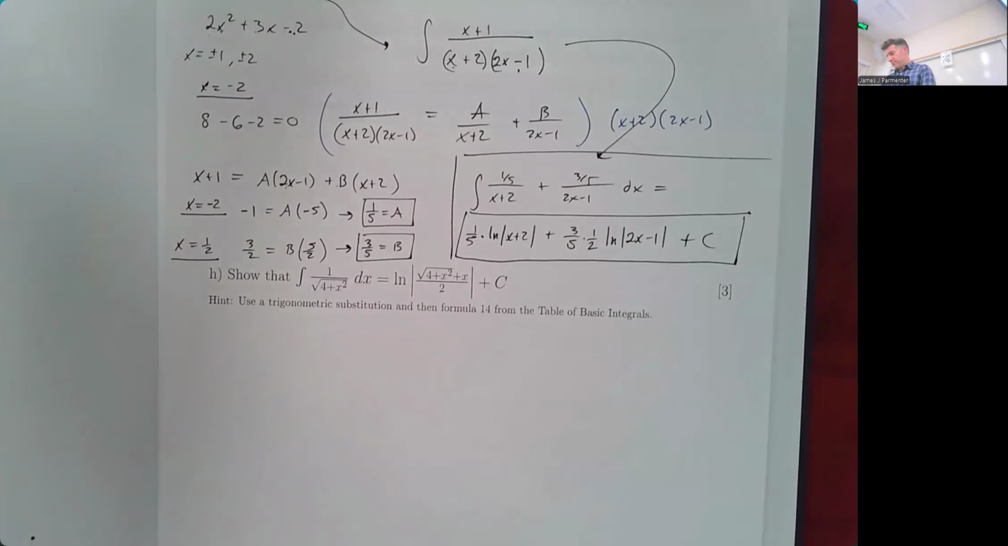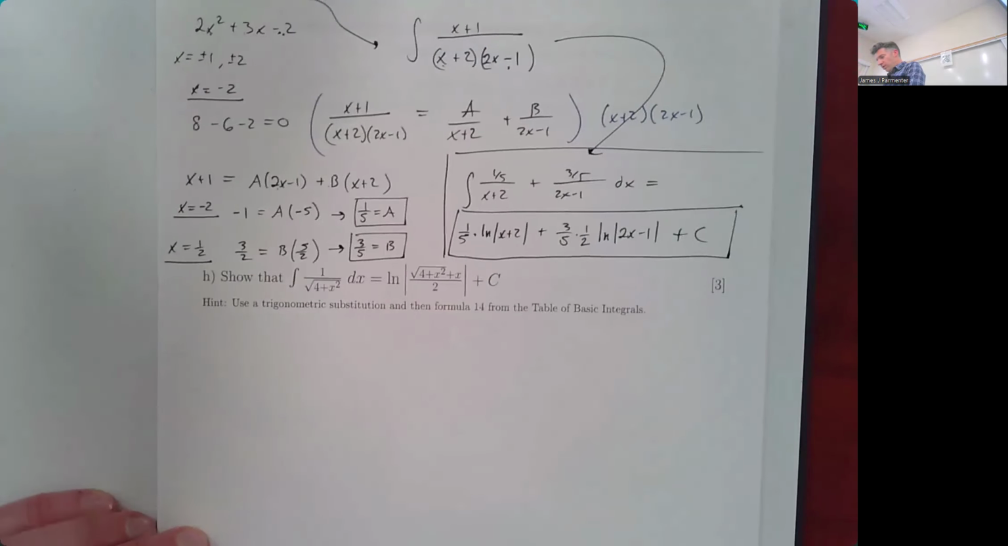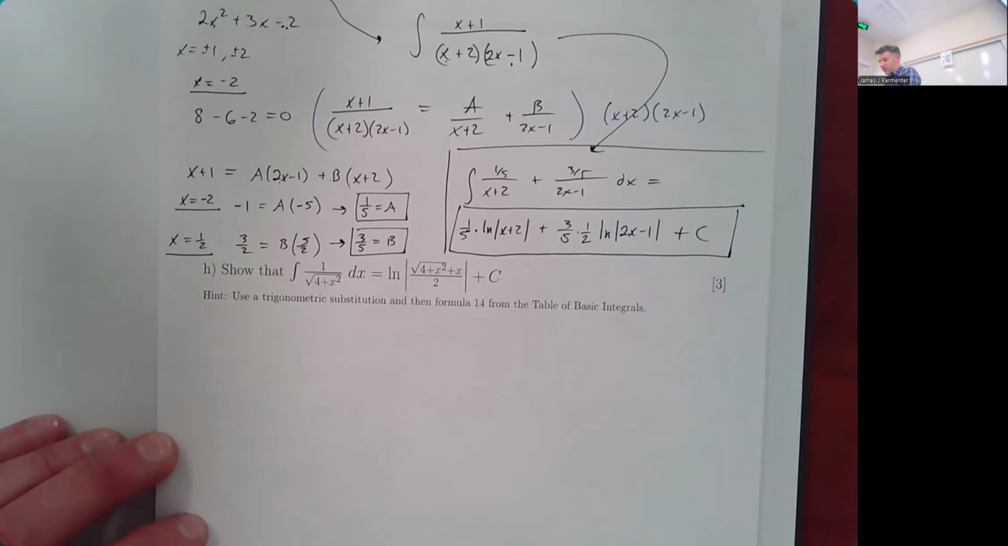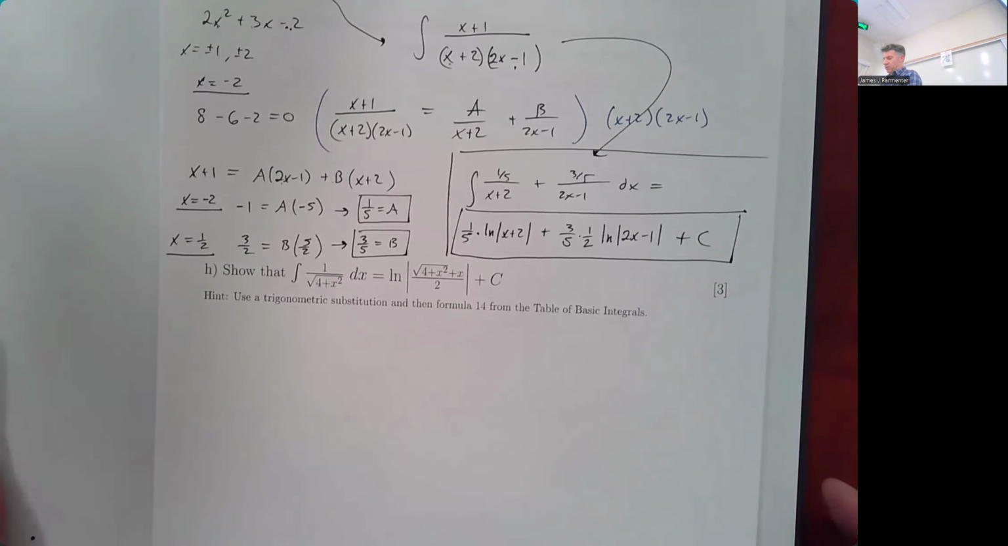All right. Looking at the next one. Show that the integral of 1 over the square root of 4 plus x squared is equal to the natural log of the square root of 4 plus x squared plus x over 2 plus C. And they tell us what to do.